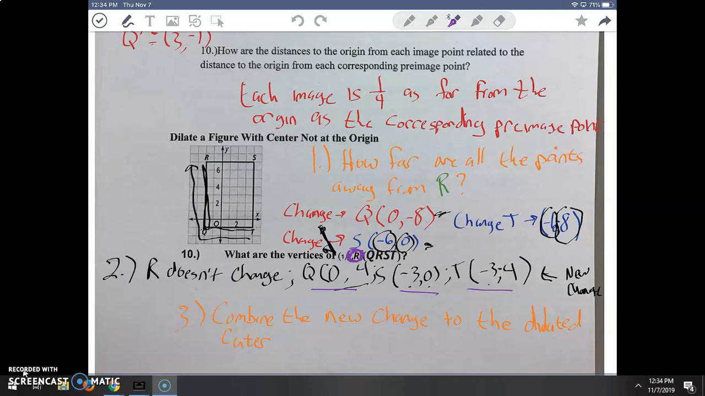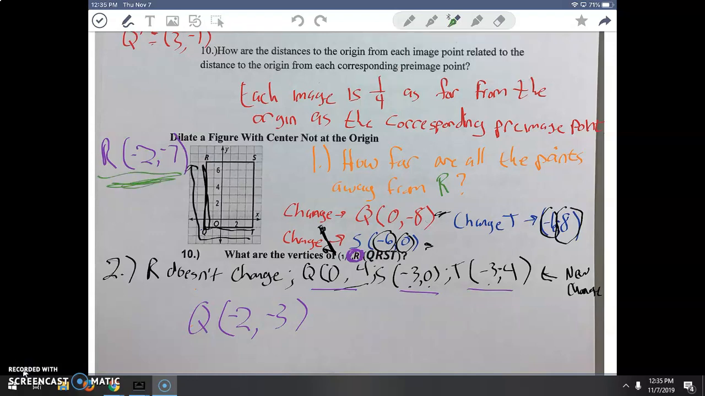Okay, I'm going to pause, erase this, and come back with the answers. All right, so you notice that R is this right here, -2, -7. So to get Q, I apply 0, -4 to this. So we have -2 plus 0 equals -2. Then we have -7 plus -4, and we end up with -11. So all we're doing is combining almost like a translation to this.